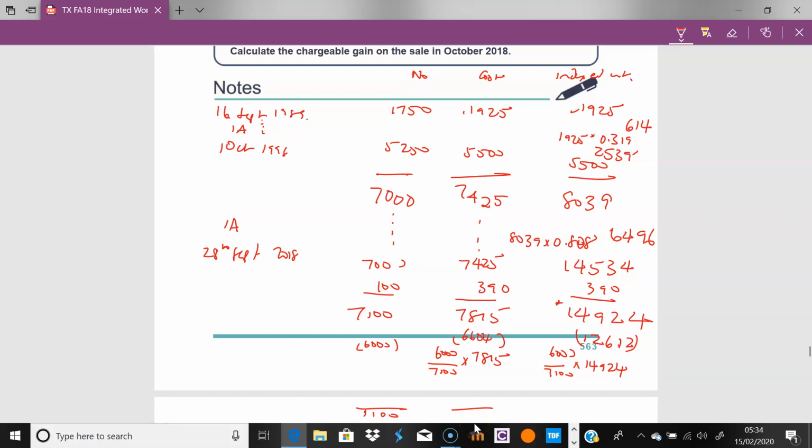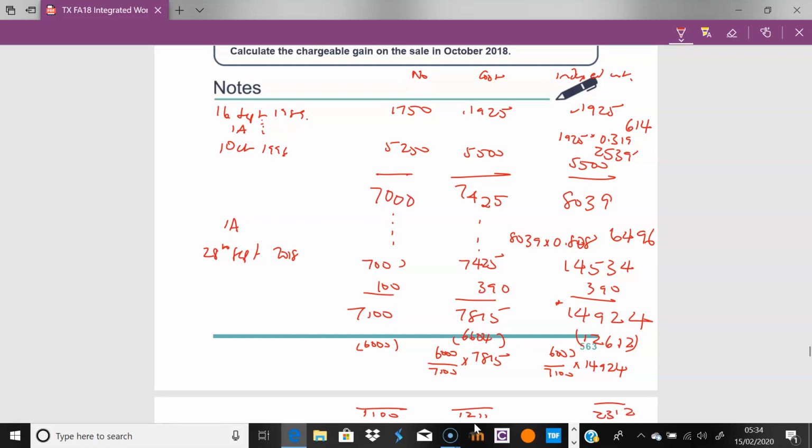7815 minus 6604, which is 1211. This is what's left. And then I also have 14924 minus 12612, which is 2312. This is what I have left.